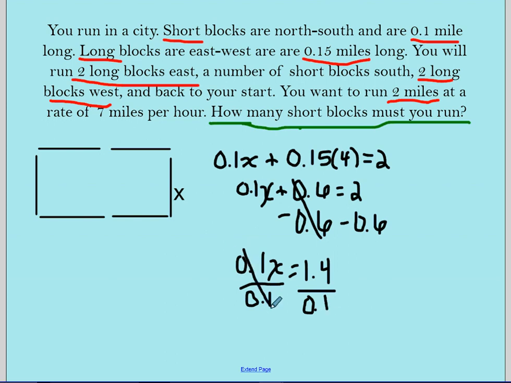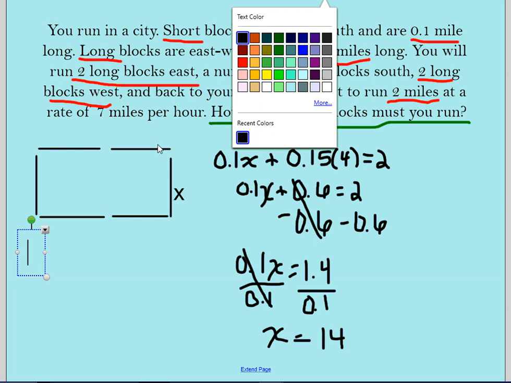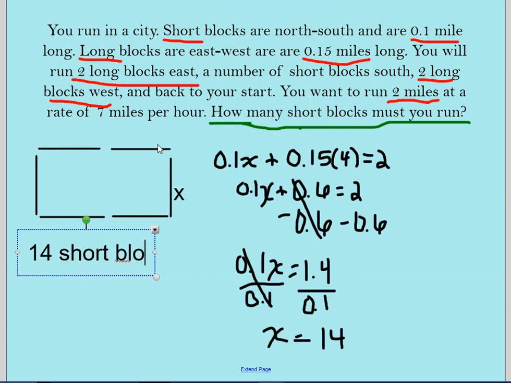Now cross this information out, and x is going to equal 1.4 divided by 0.1, which is 14. So in this case, my answer would be 14. We solved for short blocks. That means that we are running 14 short blocks. So that would be my answer.